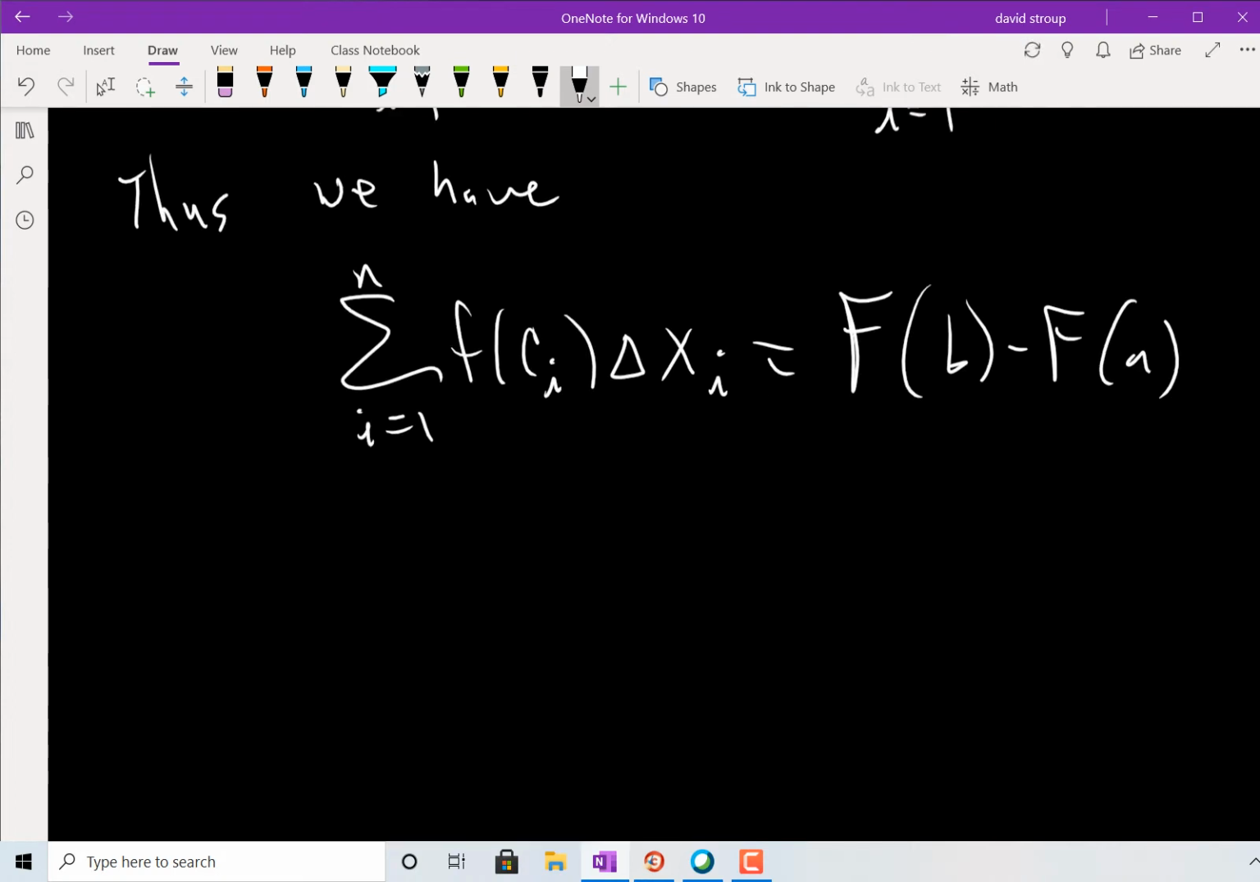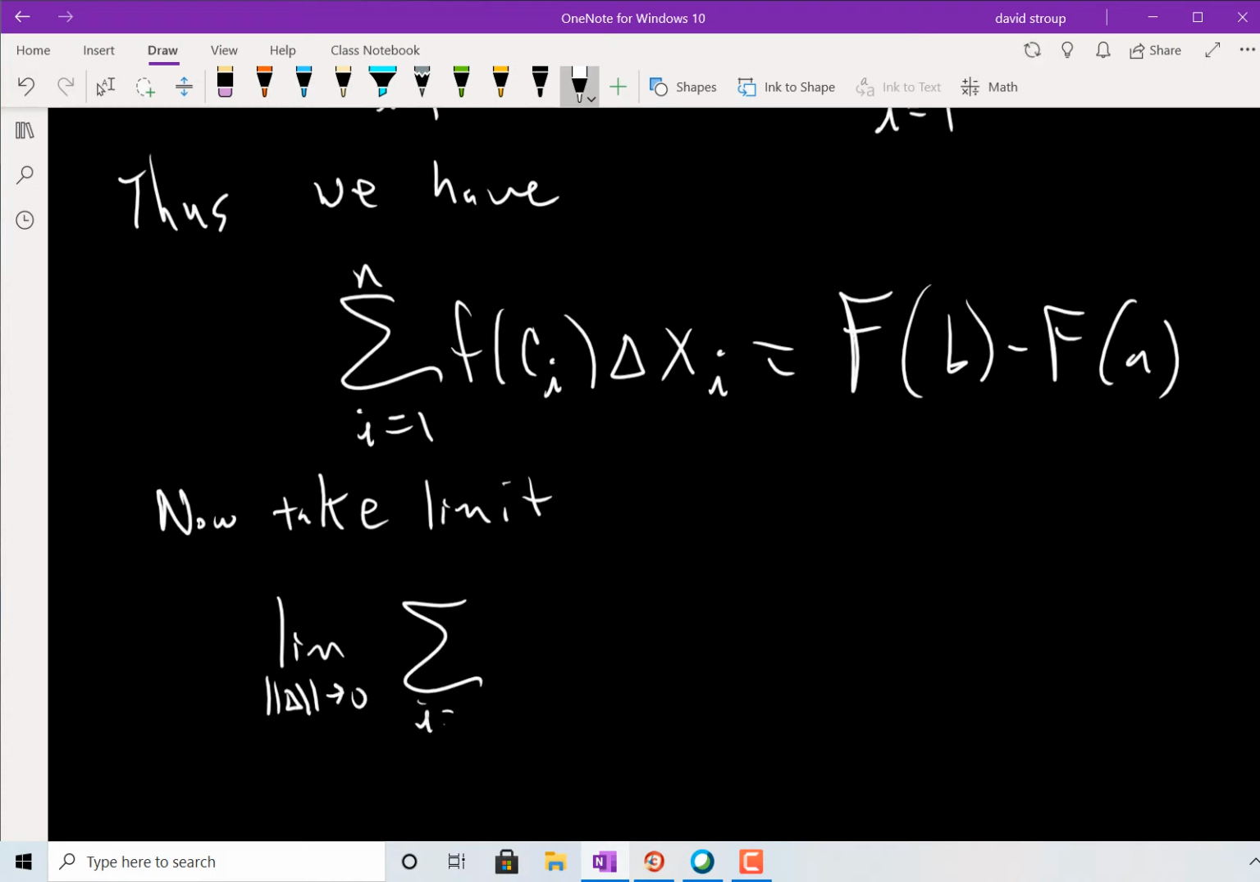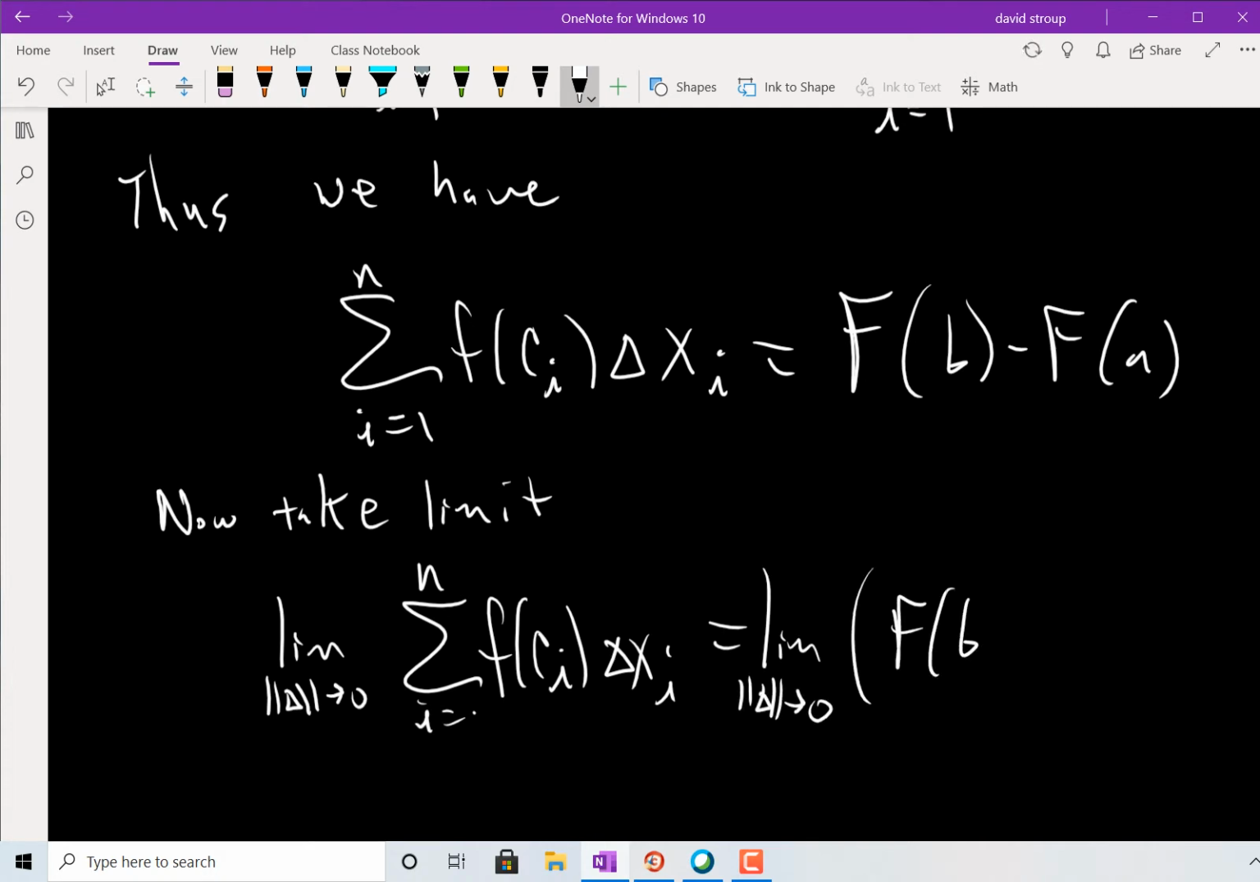Then we could take the limit on both sides of this thing. Take the limit as the partition goes to 0. So the limit as this partition goes to 0 of the sum from i equals 1 to n of f of c sub i, change in x sub i, which equals the limit of the partition going to 0 of f of b minus f of a.